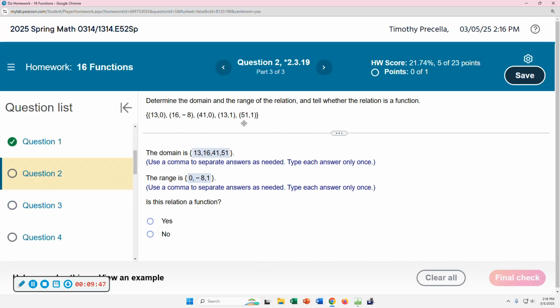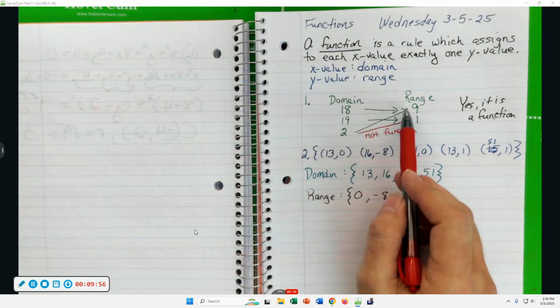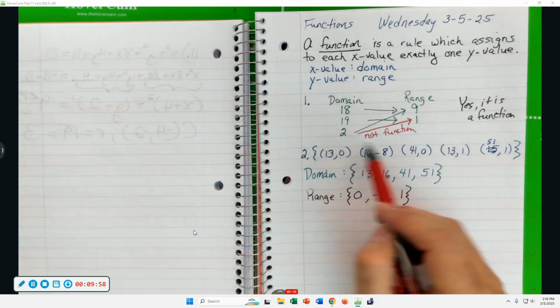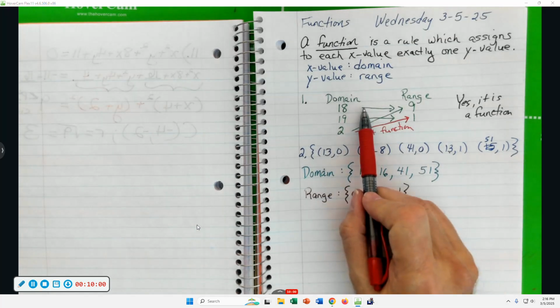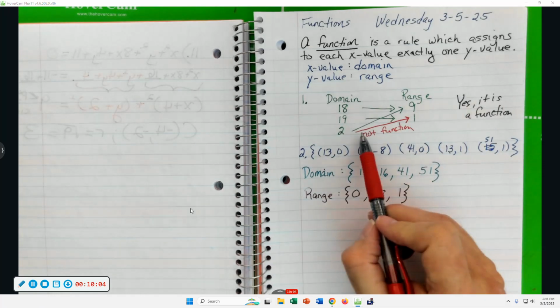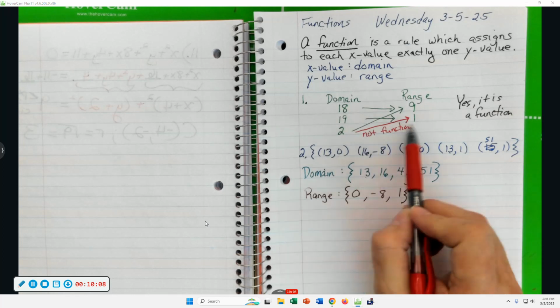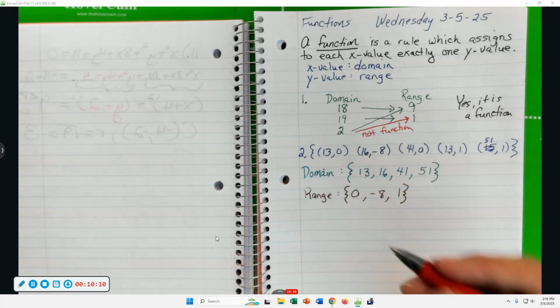Is this relation a function? Let me look back over here. I like this thing with the arrows. If you have a little illustration with the arrows, if there's only one arrow coming from each number in the domain, it's a function. But if there's one number that has two arrows coming out of it, then it would not be a function. So why don't we draw those arrows?